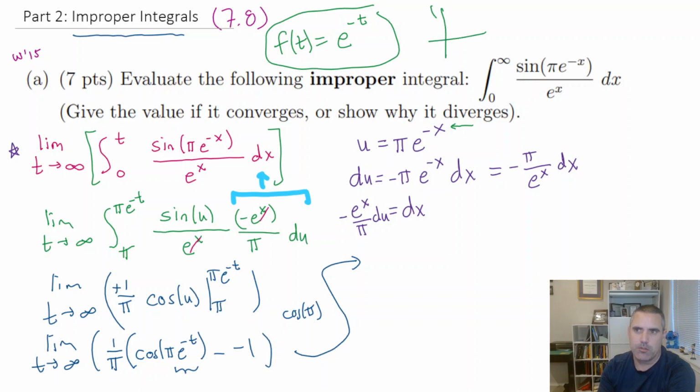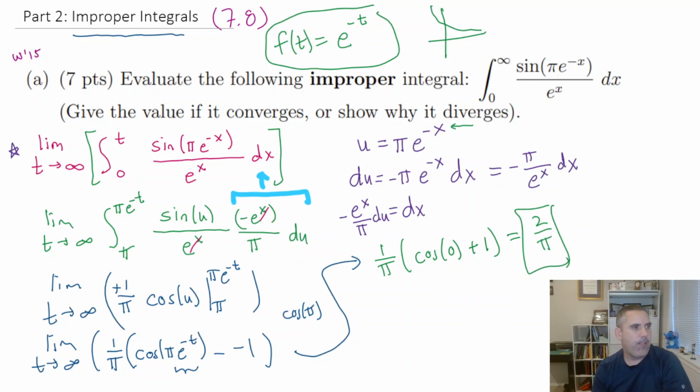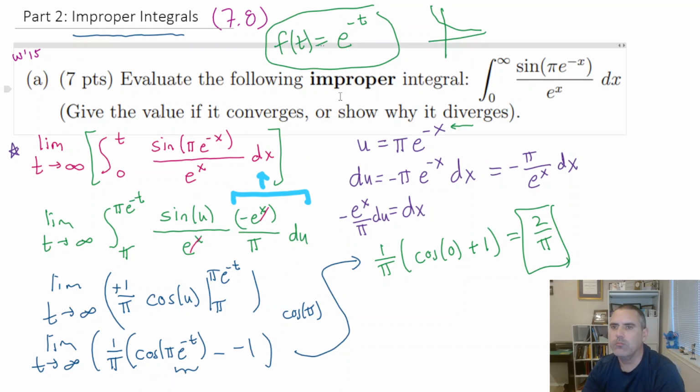If you don't, I have a thing on my website about the graphs you need to know, but you should know that's exponential decay. So that means that in the long run, this is going to approach 0. So altogether, this thing is going to approach cosine of 0 plus 1. And cosine of 0 is 1, so it's going to be 2 over pi, and we would say it converges. Okay. And I think I've written everything. Great. Wonderful. So there's an improper.